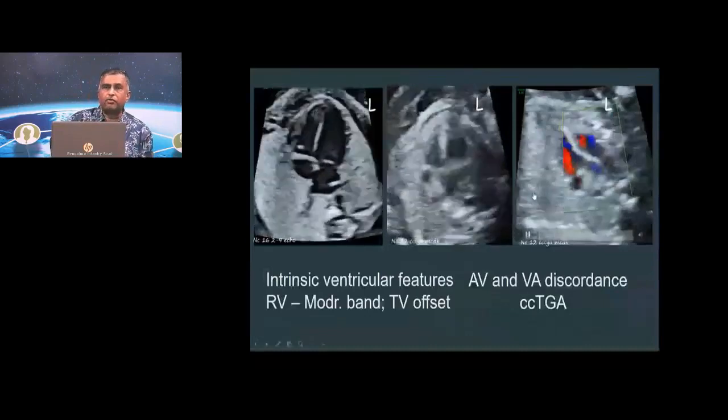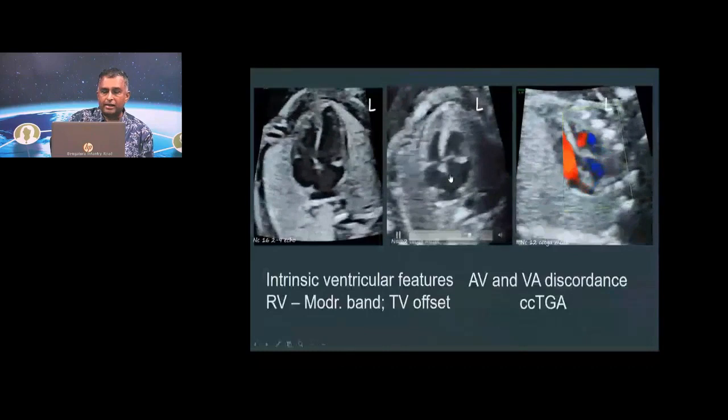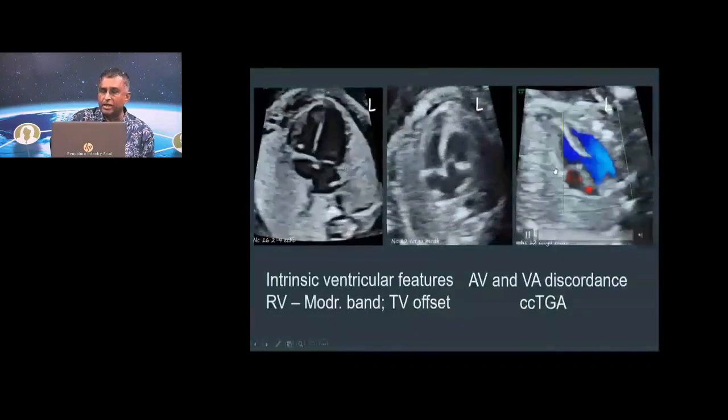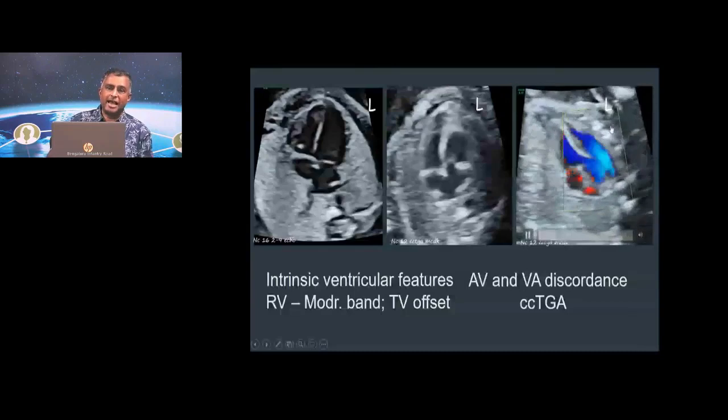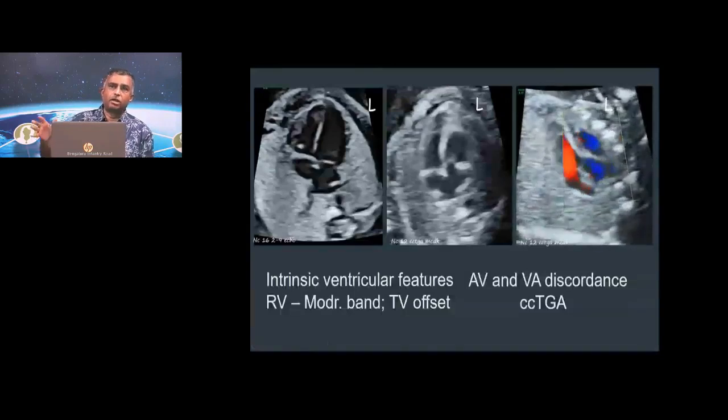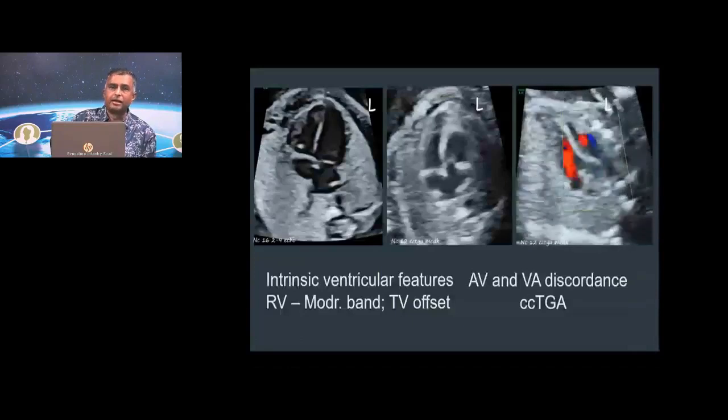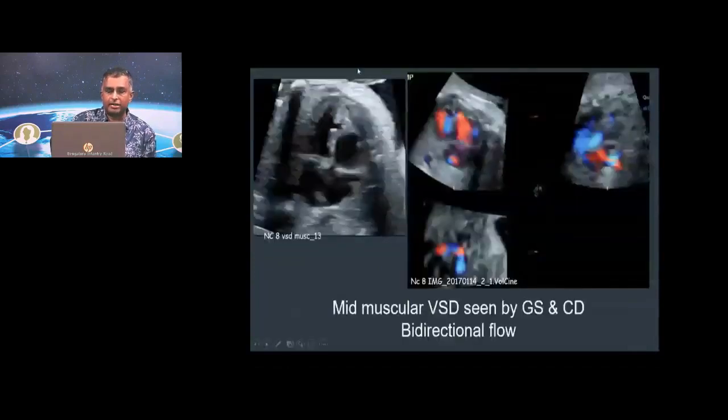You will go on to the outflow tracts, and you will show that these outflow tracts are parallel to each other. That's the aorta, that's the pulmonary artery, and what is more, the aorta is left of the pulmonary artery, telling you that this is LTGA, the old terminology. The new terminology is CCTGA, or congenitally corrected transposition of great arteries.